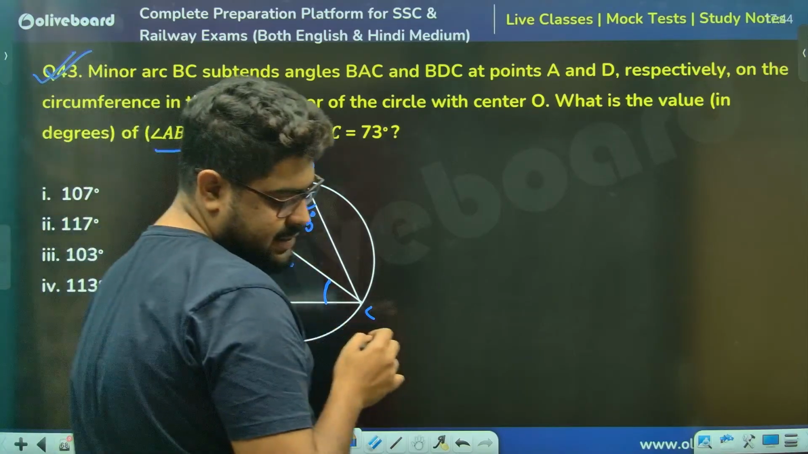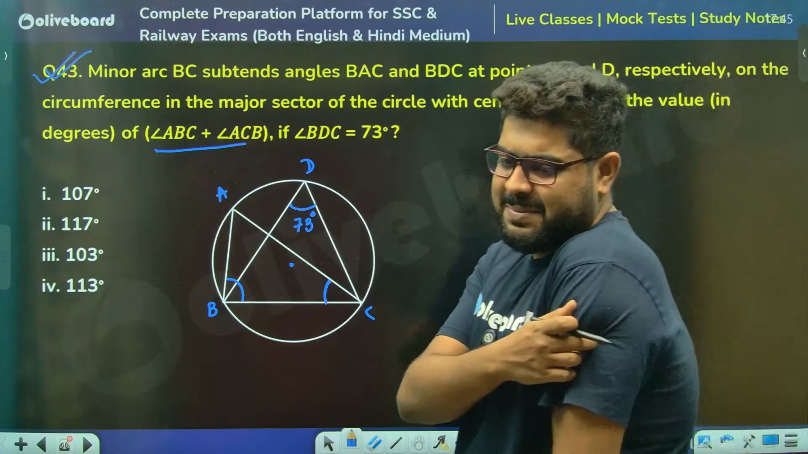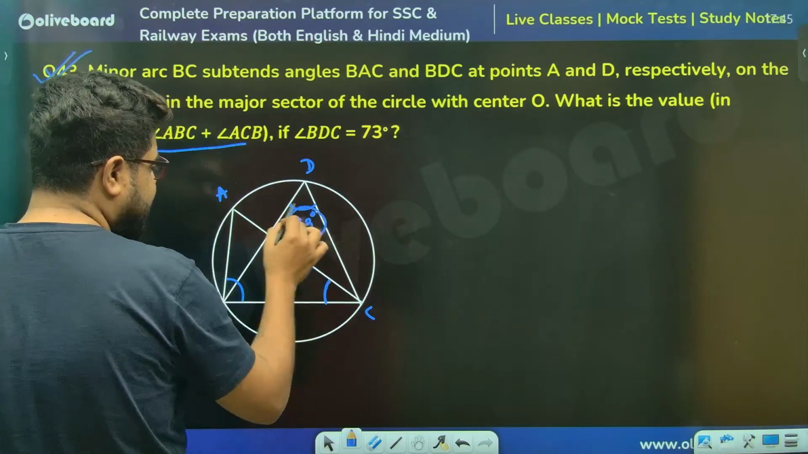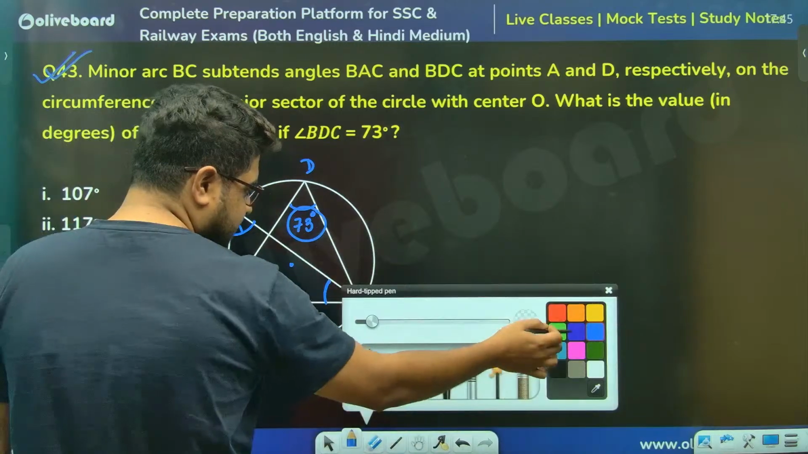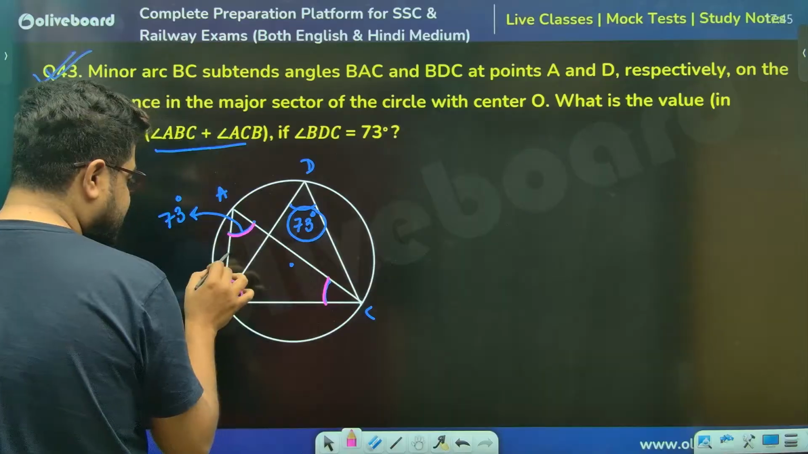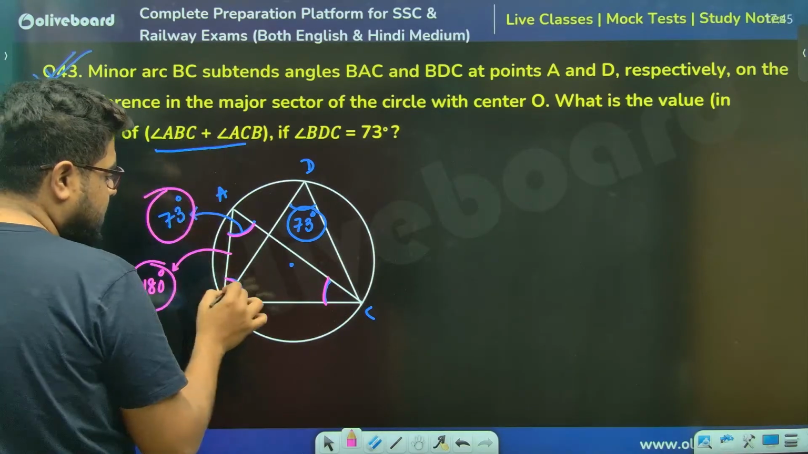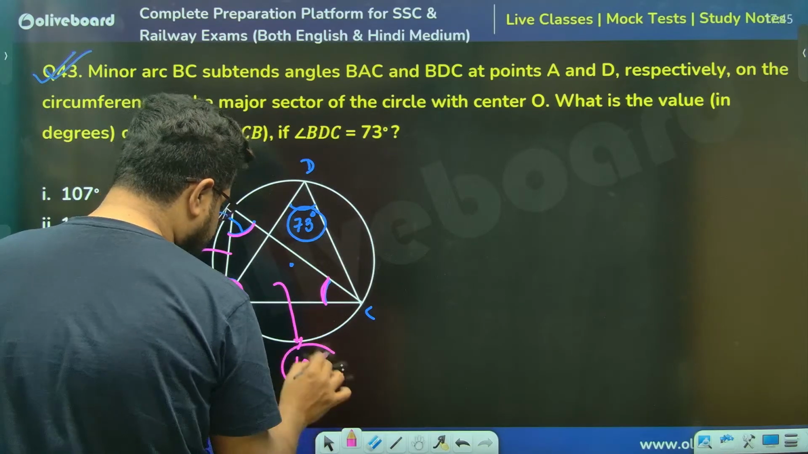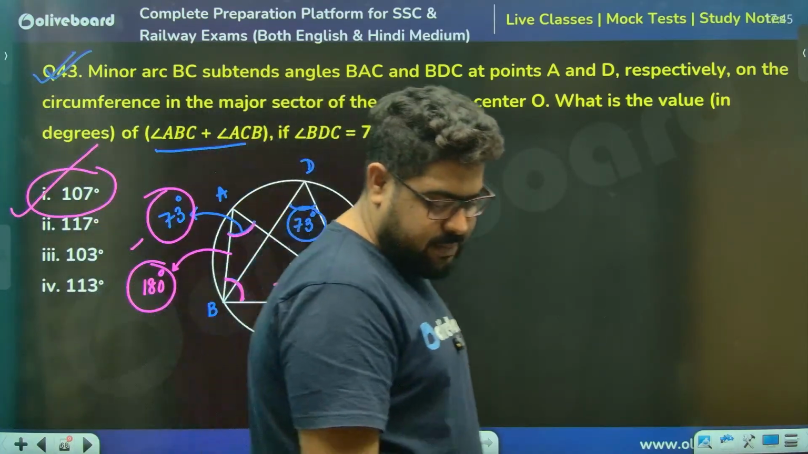This is a single liner question. I don't think you need Sashi. Sir, this angle is 73 means this angle is 73 also. Perfect. Now, this angle plus this angle plus this angle are the angles of a triangle. Sum is 180, sir. This is 73. So these two sum will be 180 minus 73, that is 107 degrees. So option number 1 is the correct answer.